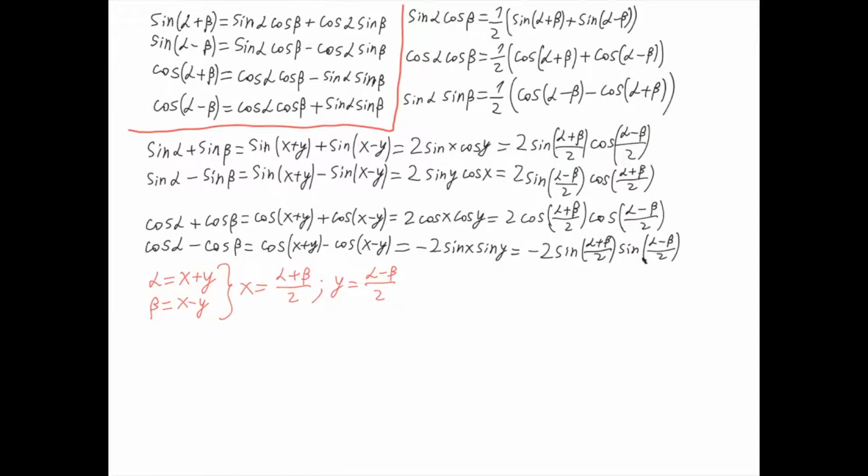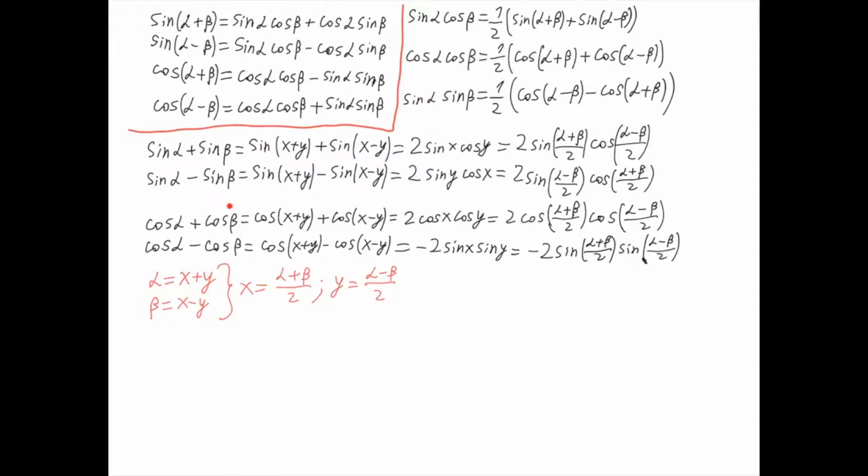By using similar arguments, we get the other three formulas. Sine of alpha minus sine of beta equals sine of x plus y minus sine of x minus y, because of these definitions. And now for sine of x plus y minus sine of x minus y, we can consider sine of x plus y to be sine of x cosine y plus cosine x sine y, and sine of x minus y to be sine of x cosine y minus cosine x sine y. When we subtract them, sine of x cosine y cancels out, and what is left is 2 times cosine x sine y. Now we can substitute y with alpha minus beta over 2 and x with alpha plus beta over 2, and we get the final formula for sine of alpha minus sine of beta: 2 times sine of alpha minus beta over 2 times cosine of alpha plus beta over 2.